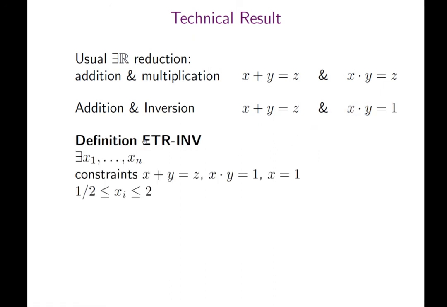So let us define this algorithmic problem, ETR-INV. That's a problem that asks if there are real numbers satisfying constraints of the form addition, multiplication, or setting just the variable to 1. So that's kind of a silly constraint, but we still need it. And even more, because we need it for the Art Gallery problem, we can restrict all the variables between a half to 2. And we show this problem is existential R complete, and so all your reductions now, you can start from that, and they should work in a simpler manner.